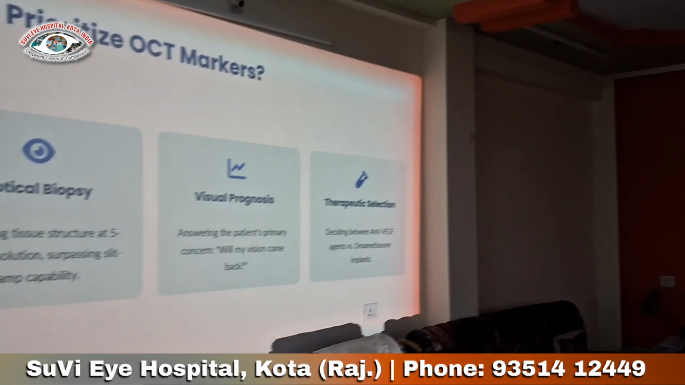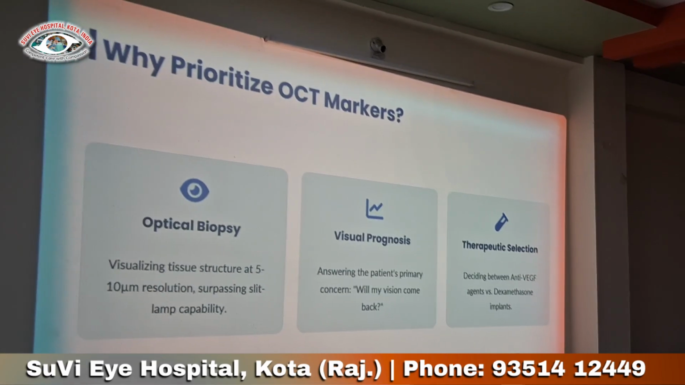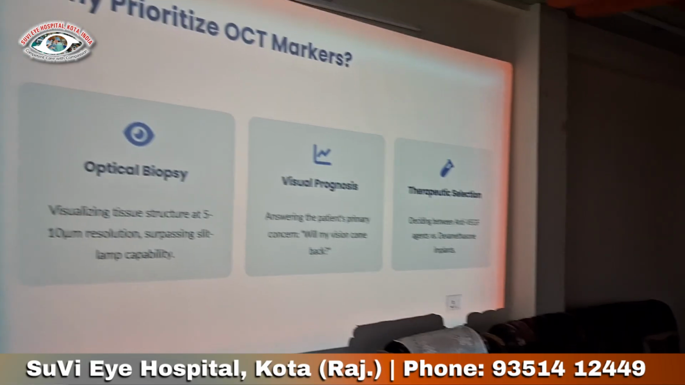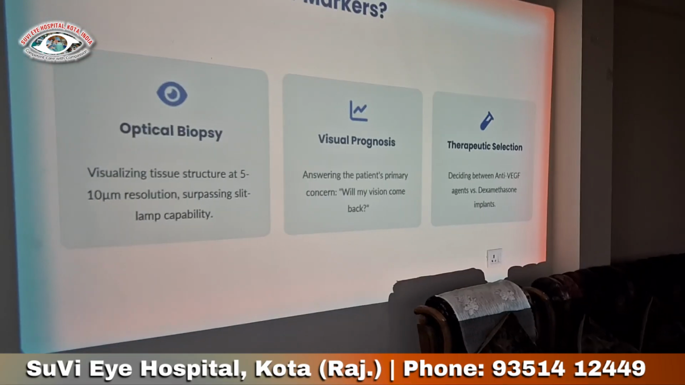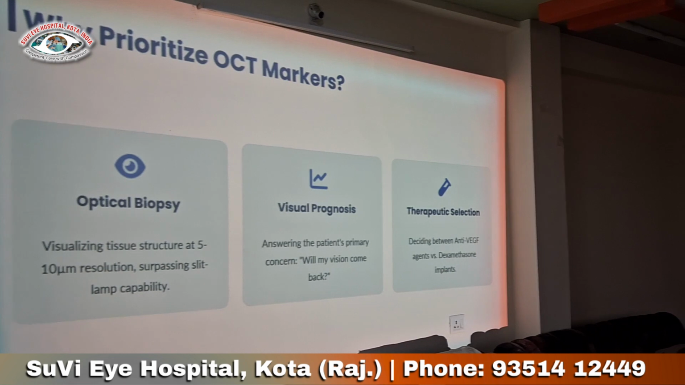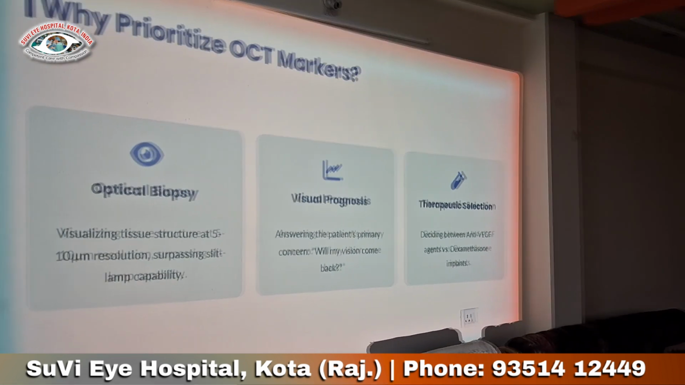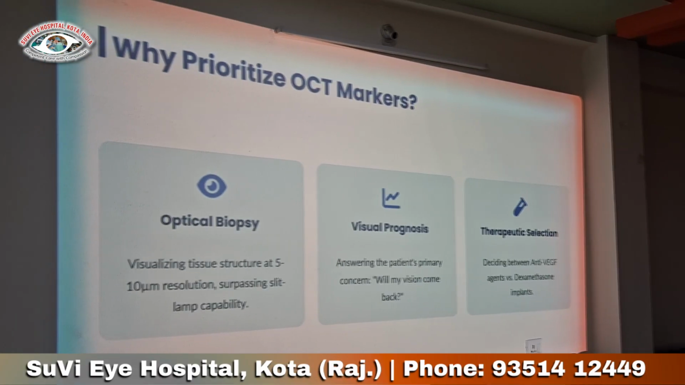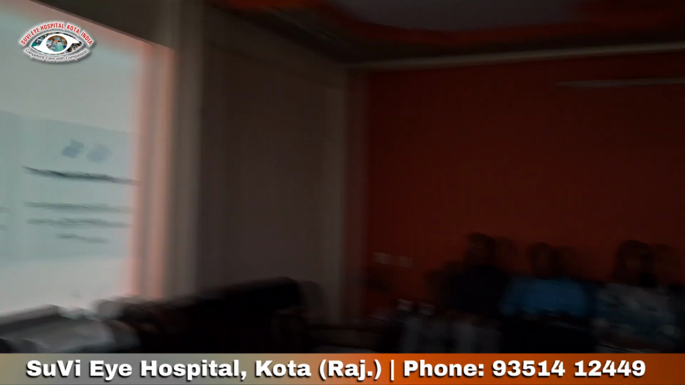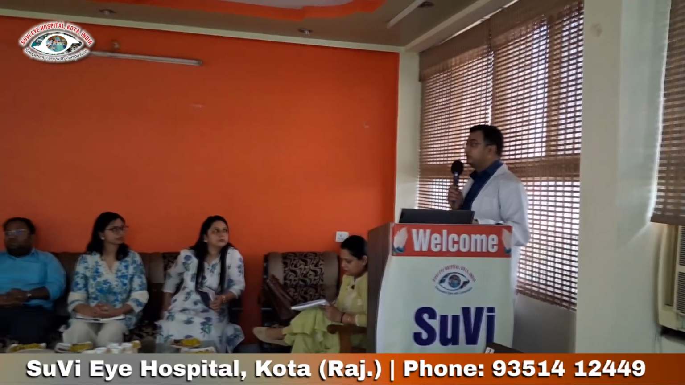So, after anti-VEGF therapy, why did they not improve? Should we switch to steroid, or should we switch to a different anti-VEGF agent, or is their visual prognosis poor? So we need OCT biomarkers for that.